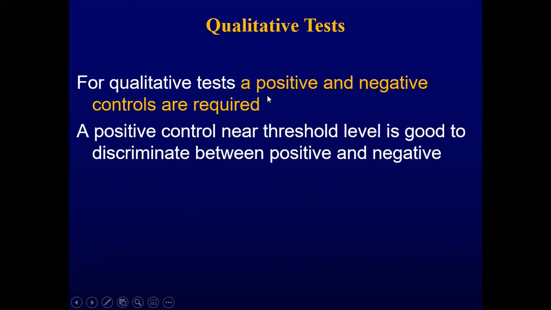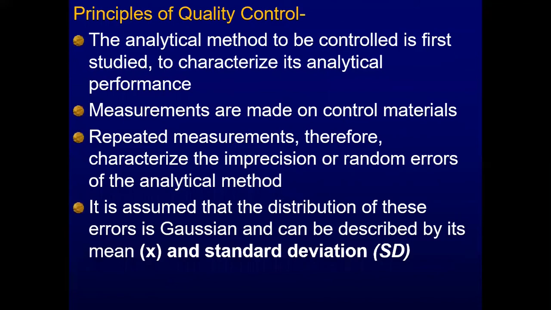For qualitative tests, positive and negative controls are required. A positive control near threshold level is good to discriminate between positive and negative results. So, this is for qualitative test. In this lecture, I'll talk about quantitative test results.